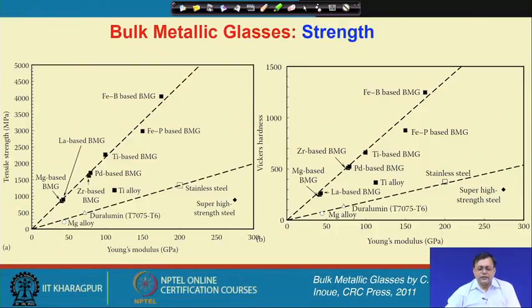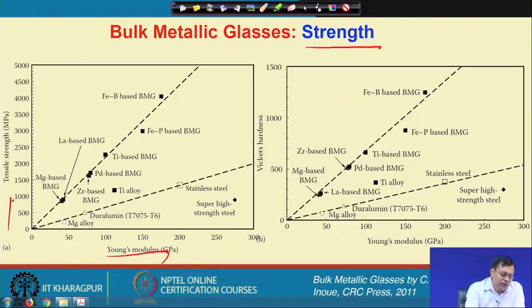Now, let us discuss some of the very basic mechanical properties that one has observed in the case of metallic glasses. The strength value shows very similar behavior with the Young's modulus, because in the case of crystalline alloys also we see that Young's modulus and strength follow a linear type of relationship. So, in metallic glasses also the trend is very similar, like iron based glass, lanthanum based glass, palladium, titanium and so on.